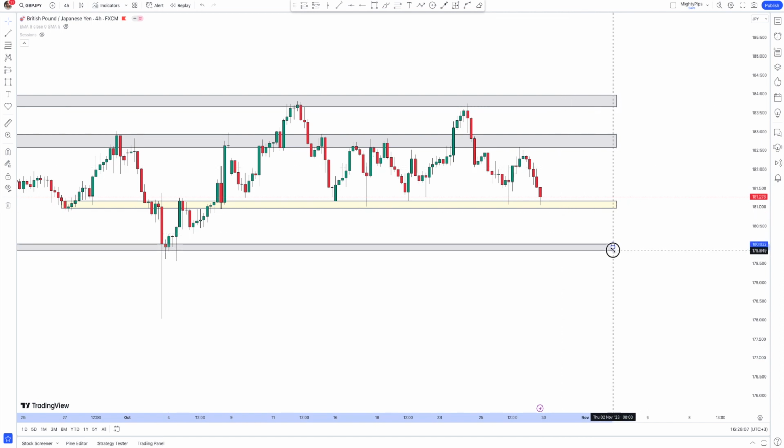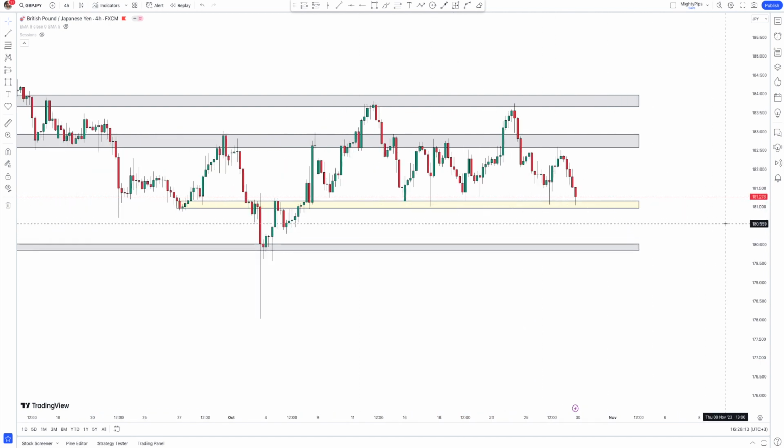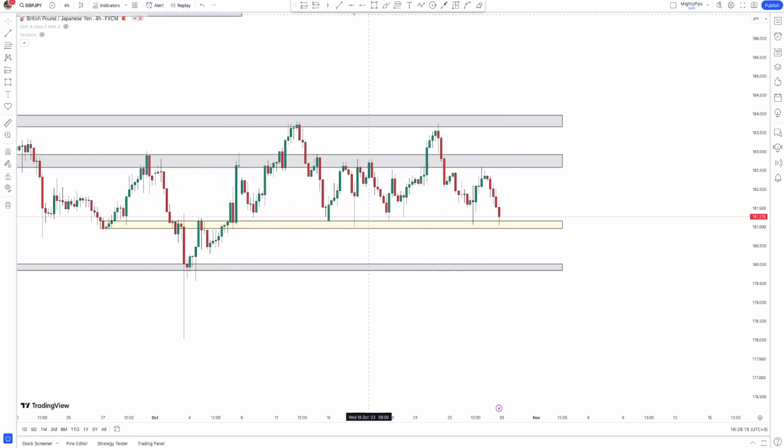Okay, so GBP JPY right now is having rejections around this level here. What I expect this coming week is GBP JPY to push a bit higher to this level again, okay? Then we can sell it to that level. So we have this scenario here.